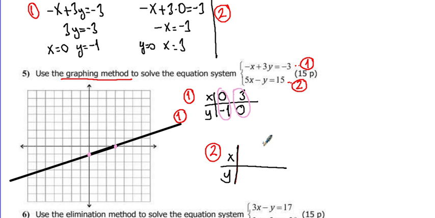X and y. So if x is equal to 0, what do I have? My equation is 5x minus y is equal to 15. If x is equal to 0, you see y will be minus 15. And I don't have minus 15 here. So it's better I select another number.